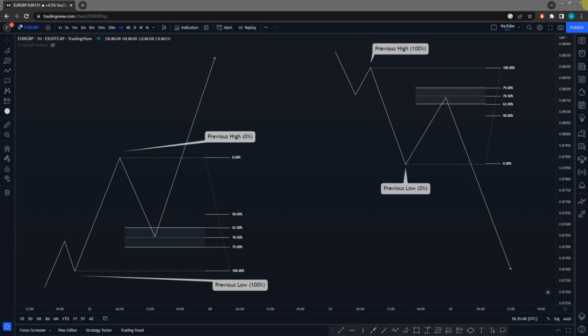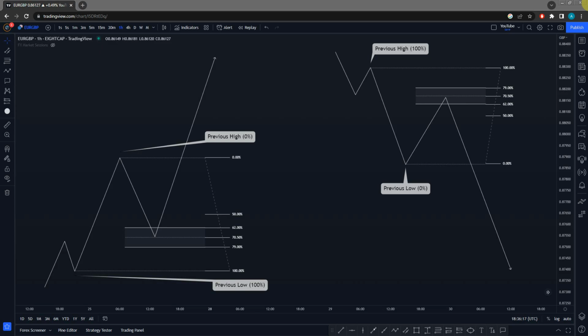Now let me show you guys how to use the Fibonacci retracement to mark out key levels on the charts. Say for example here on the left we're in an uptrending market. You'd start by identifying your previous high and previous low points, from where you'd then use the Fibonacci retracement, marking out the 0% at the previous high and the 100% at the previous low, where the 62% and 79% area being your optimal trade entry zone.